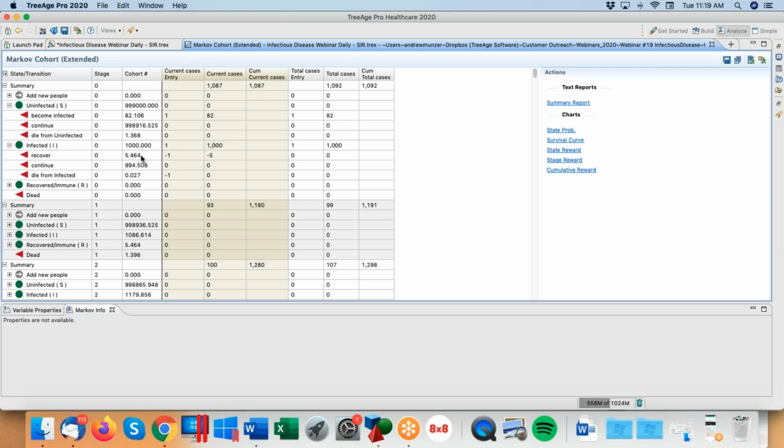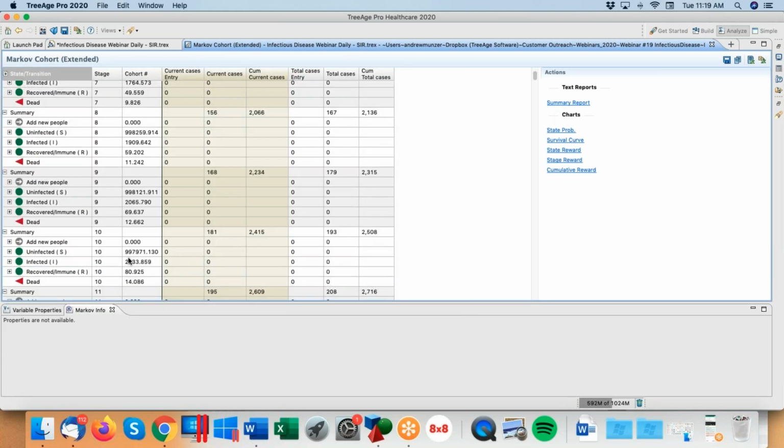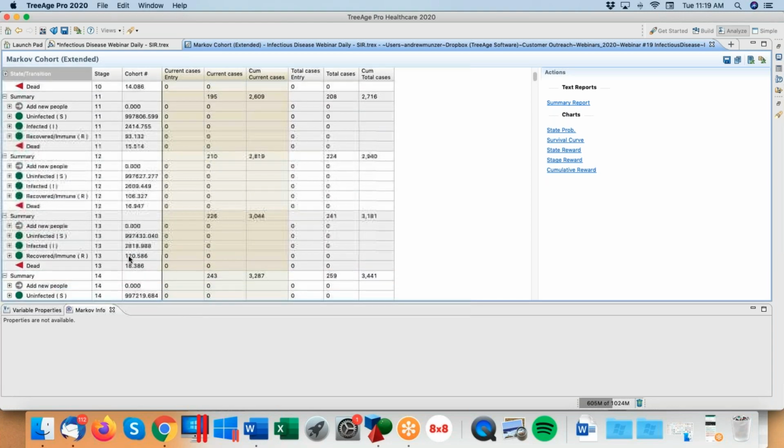So we had about 5 new cases come in the first cycle, and then the next cycle you're going to see 89 or 90 infections, and that's going to start to rise. If we slide down a little bit further, we start to see a continuous increase or acceleration in the cases, and we're going to see a lot more.